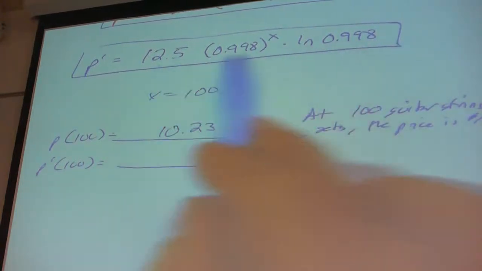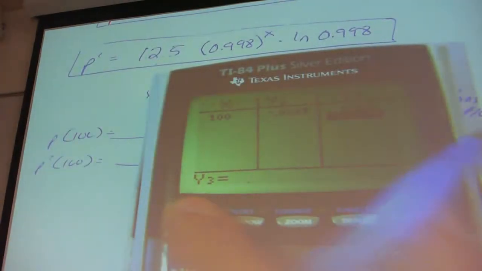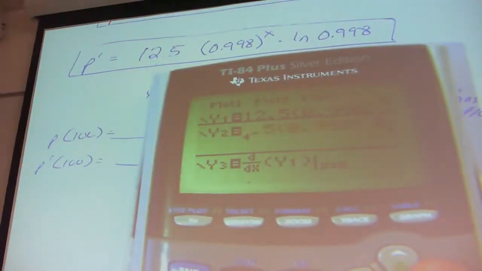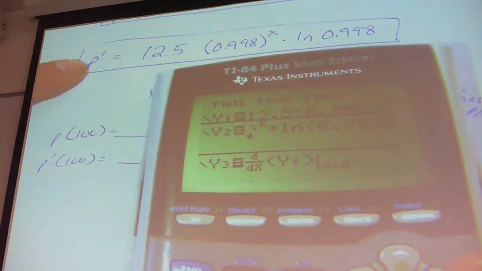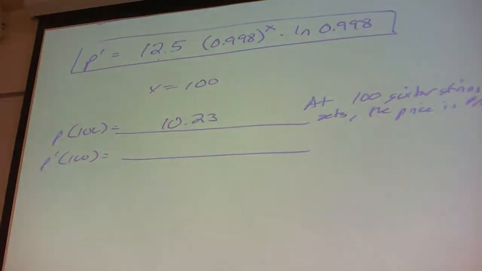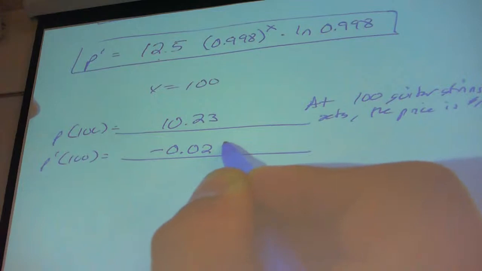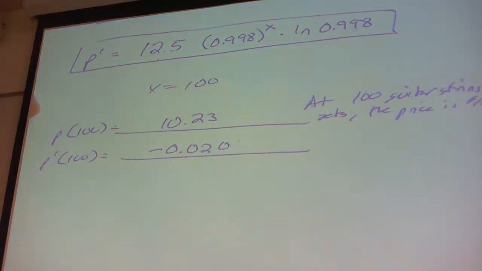Y2 is this one. So in Y2, it's 12.098 raised to the x, ln of 0.998. So Y2 is the derivative function. Be careful, careful, careful. And that's what's nice about checking in the calculator. So the derivative is 0.0205, right? Okay? Now, what does that mean?